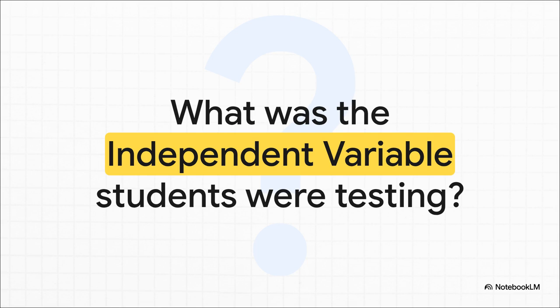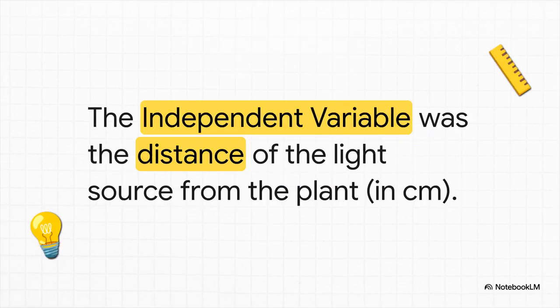What was the one thing the students were intentionally changing to see what effect it had? Or, to put it in scientific terms, what was the independent variable here? If you said the distance of the light source, you are exactly right. That is the independent variable. It's the one thing the scientist changes on purpose. The dependent variable is what they measure to see the effect. In this case, that's the volume of oxygen, because the amount of oxygen the plant makes depends on how far away the light is. See how that works?